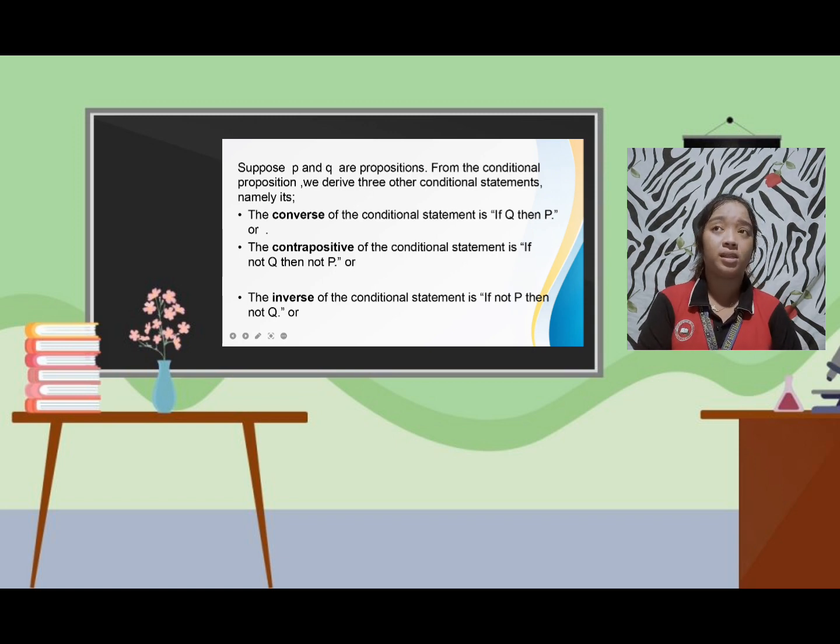When we say converse of a conditional statement, it is written as Q implies P. So the converse is: if Q, then P. The contrapositive of the conditional statement is written as the negation of Q implies the negation of P. It says that if it is not Q, then it is not P. And the inverse of the conditional statement is written as the negation of P implies the negation of Q. So it says that if it is not P, then it is not Q.